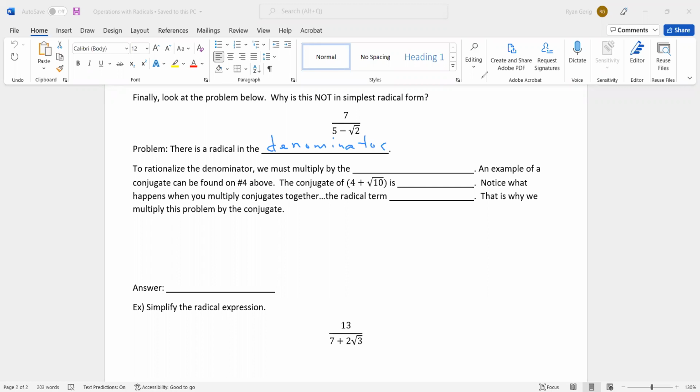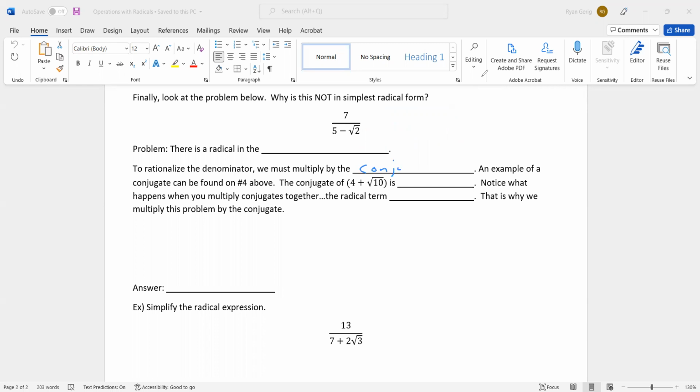Multiply top and bottom by radical 2, but that doesn't help me here. I'll show you why. If I do that, I get 7 radical 2 on top, and then I got to distribute this radical 2, and now I have 5 radical 2 minus 2. I still have a radical in the denominator. Nothing happened. That won't work. So what do I got to do? We must multiply by the conjugate.